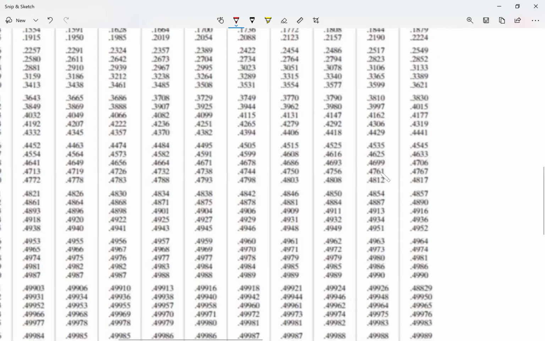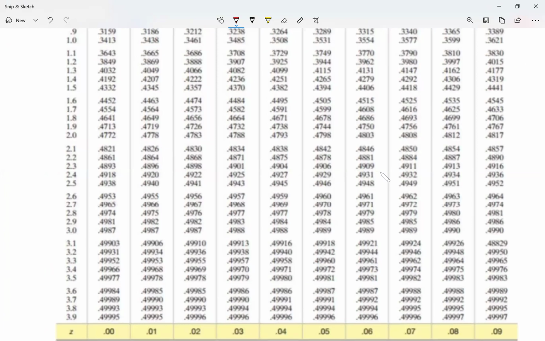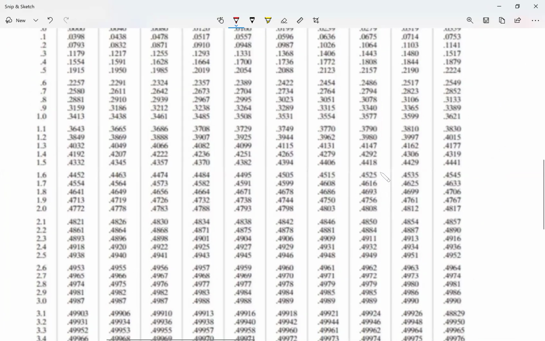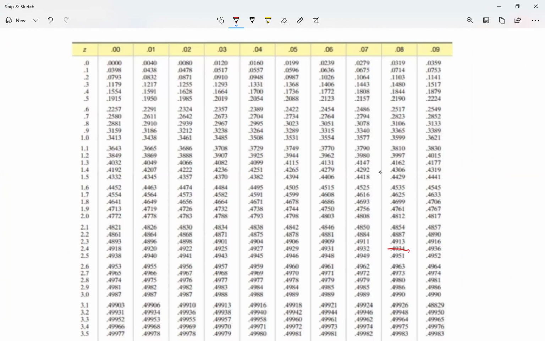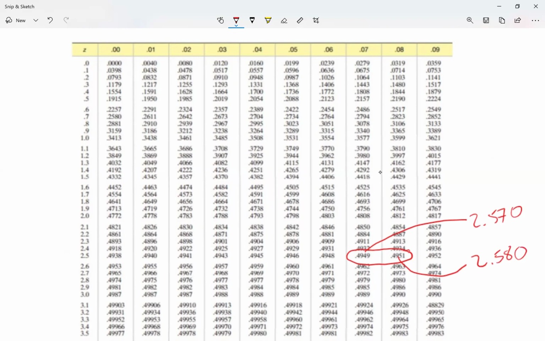0.495. Where is that? I'm gonna say it's in between these two values, because remember, I'm looking for 0.4950. Okay, I know this value, 0.4949, gives me my C-score as 2.57. And I know 0.4951 gives me the C-score of 2.58. So matter of fact, let me add an extra zero at the end.